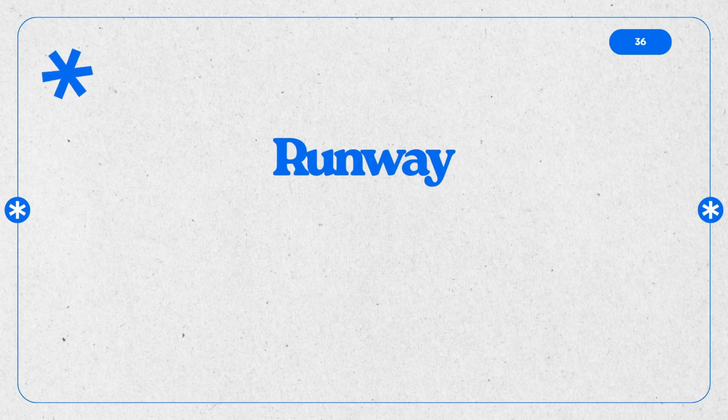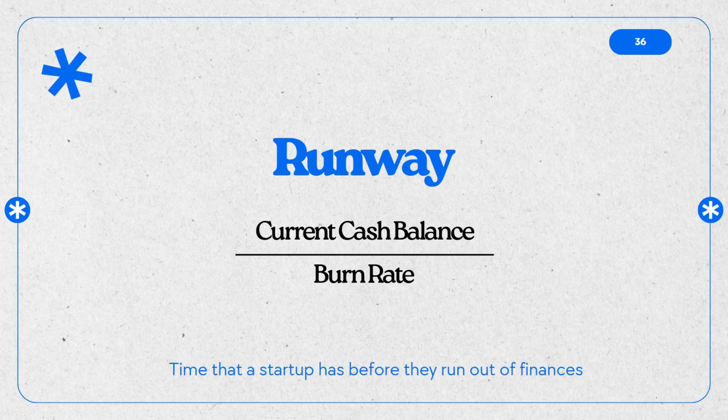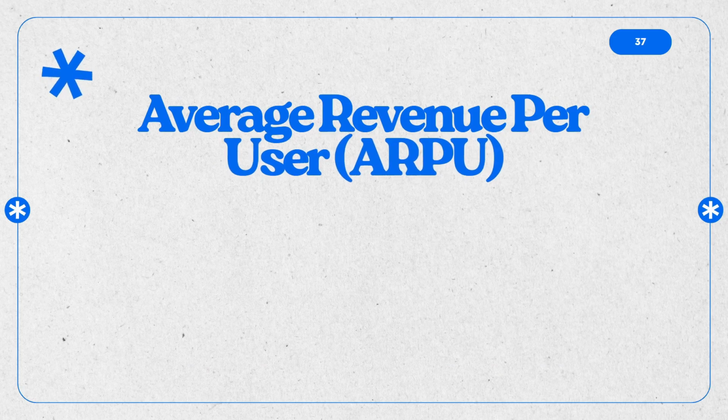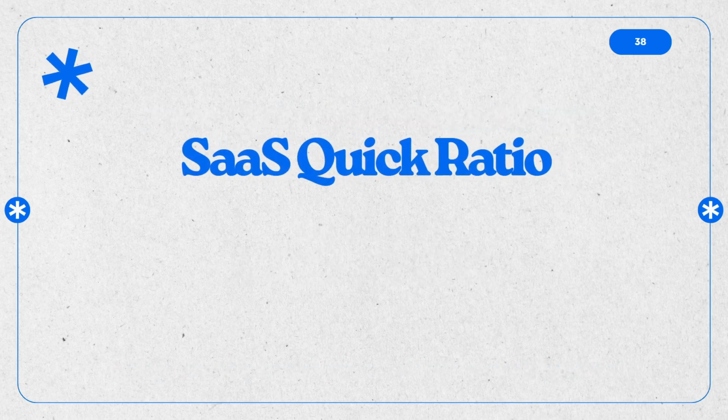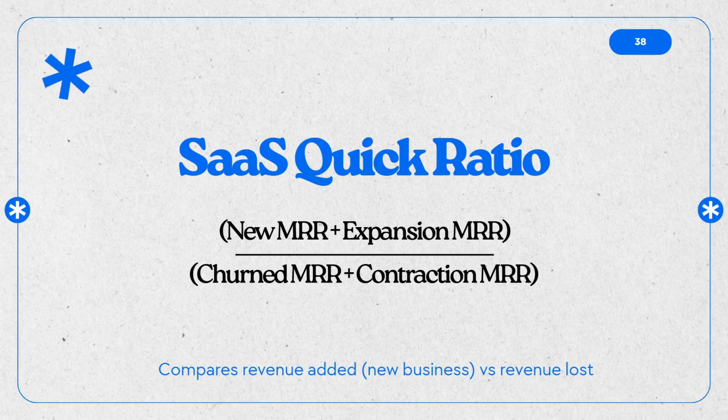Runway is current cash balance divided by burn rate, the time that a startup has before they run out of finances. Average revenue per user is total revenue divided by total number of customers. This shows the average revenue generated per customer, either monthly or annually. SaaS quick ratio is new MRR plus expansion MRR divided by churned MRR plus contraction MRR. This compares revenue added from new business versus revenue lost.